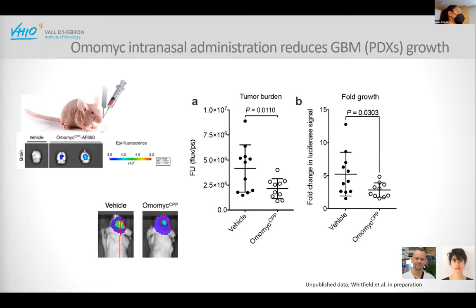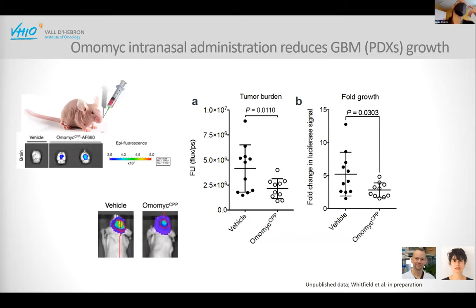We are very excited also by some results in glioblastoma. By intranasal administration, I showed you that we could reach the brain of the animals. And Jonathan and Laia did some experiments looking at orthotopic patient-derived xenograft and treated these animals intranasally with HOMOMIC. The intranasal route bypasses the blood-brain barrier. So you can use it to bypass the blood-brain barrier, and we saw this nice therapeutic impact.